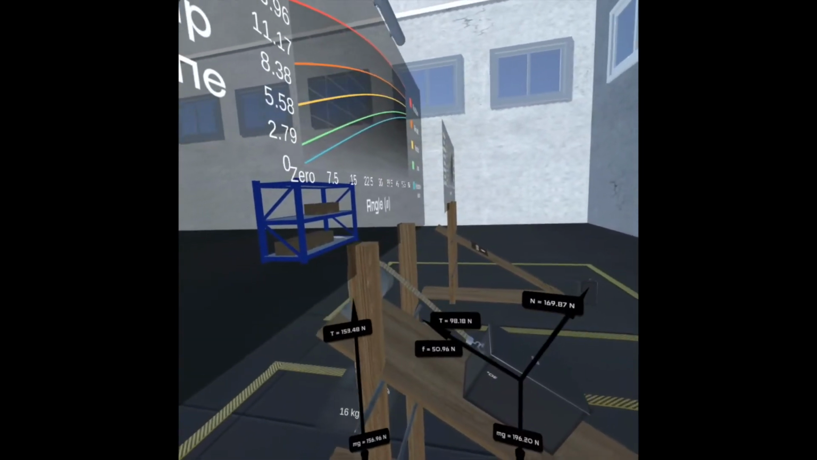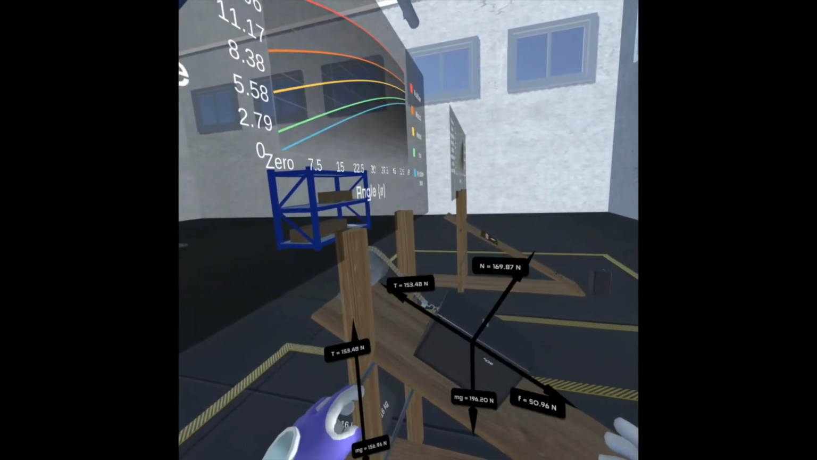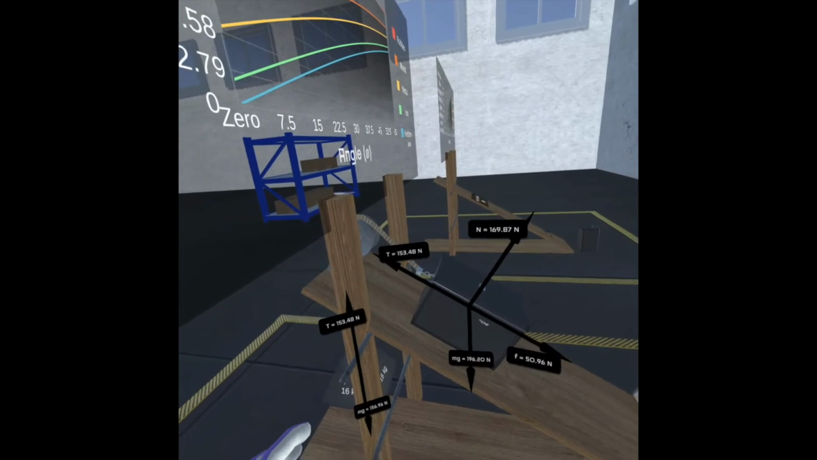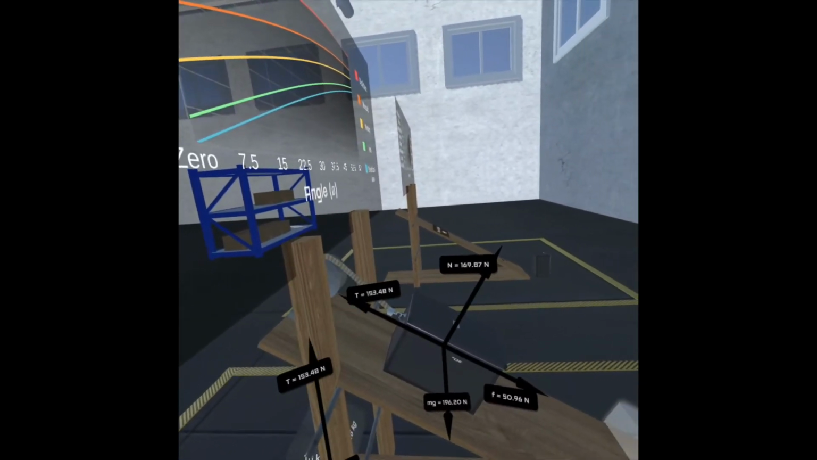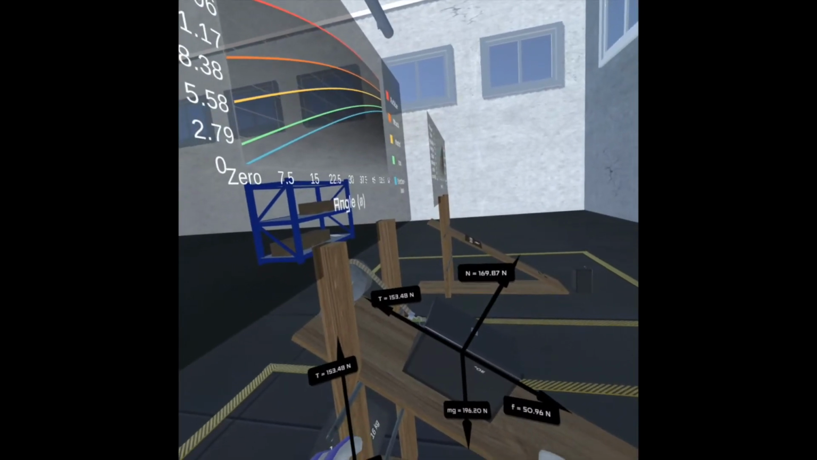So I'm going to unpause again, and so intuitively I think that this box is going to move upwards. So let's see what happens. It does. And the reason for that is because the force acting in this direction is just greater than the force in that direction.